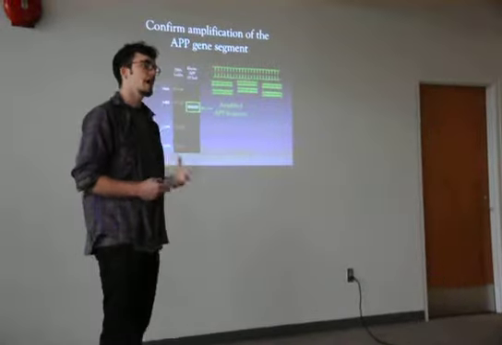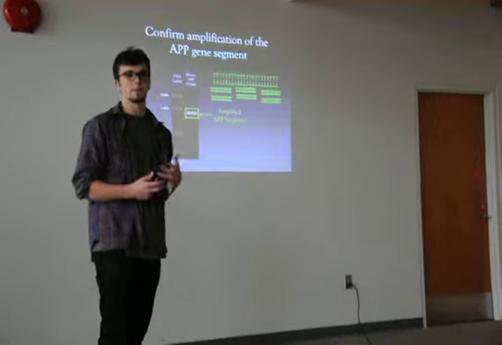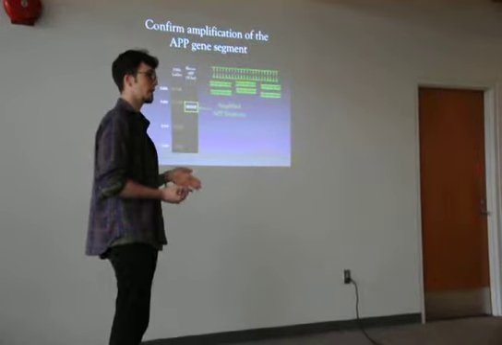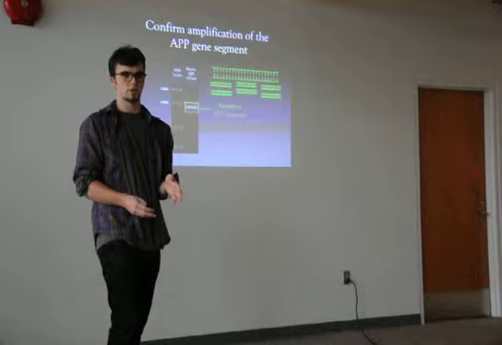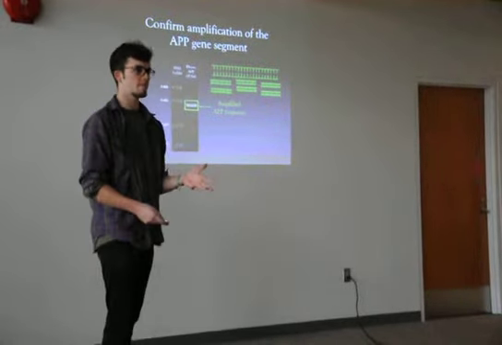So there's various checks and balances I have to go through along the way as I'm doing this. First of all, I have to know that I've made the right photocopied gene segments of the APP gene that I'm interested in.